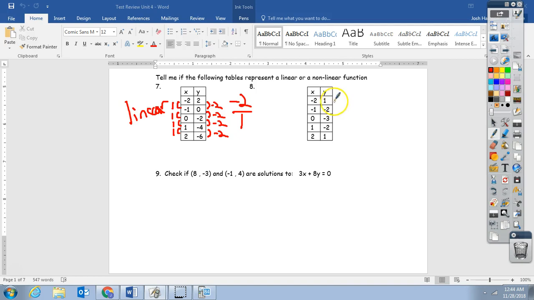Notice this one over here, it goes down 3, down 1, down, oh no, it goes up by 1, up by 3. This over here is going over 1, over 1, over 1, over 1. That is not the same thing every single time. So it is not linear. It has to be the same pattern the whole time to be linear.